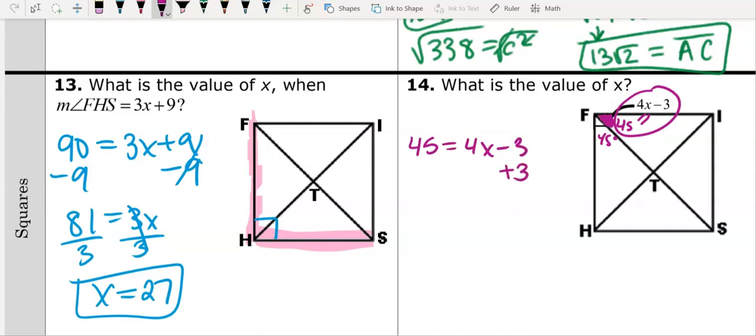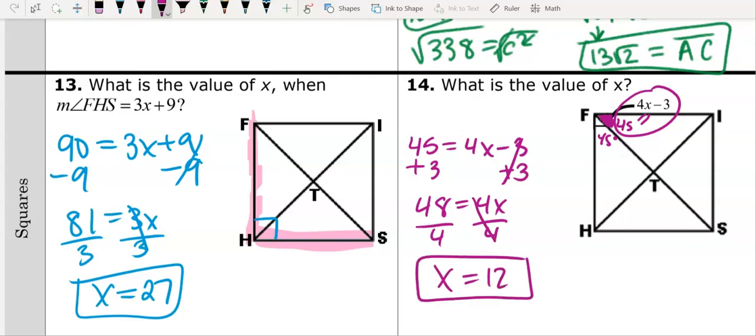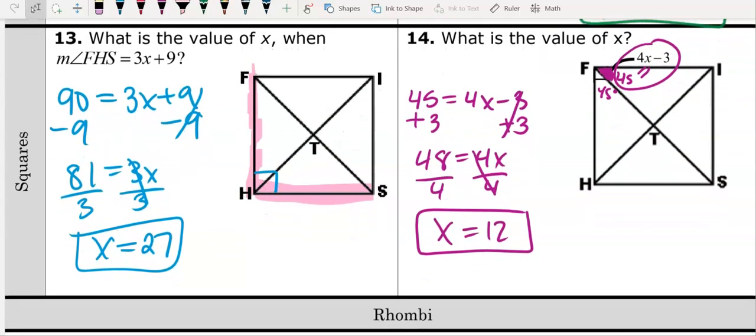We will solve for x. First start by adding 3 to both sides. And then divide by 4. And we are almost done. Woo!